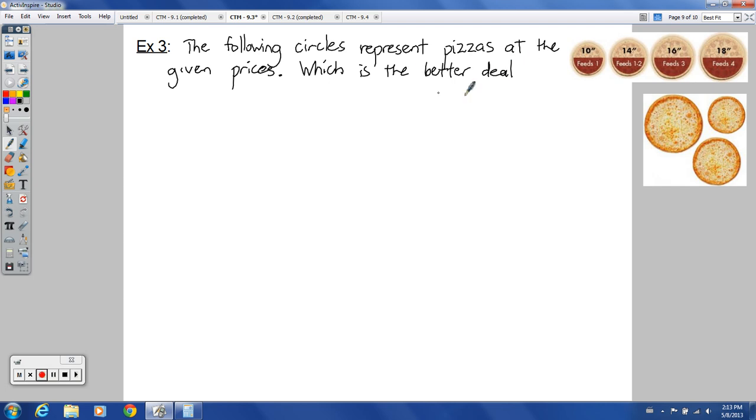So when they say something like that or equivalent to that, what they're really asking is per square inch, what's the better deal? So let's put that in parentheses after that. What's the better deal per square inch? So let's draw a couple of pizzas.